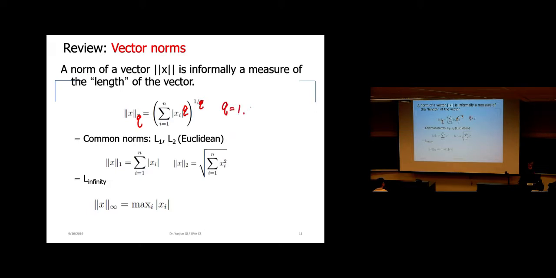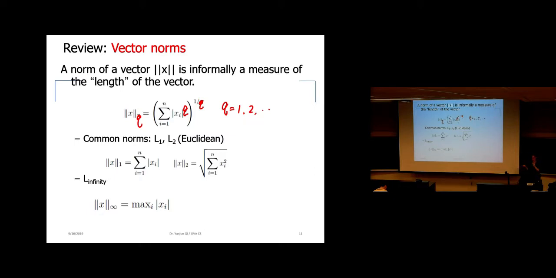Q can be 1, 2, even smaller than 1. When Q equals 1, we get the L1 norm, which is essentially the summation of the absolute values of the elements in the vector. The L2 norm is exactly the length. If you remember the Euclidean distance definition, it's the sum of squares of the elements, and then take a square root. This is exactly the vector length.